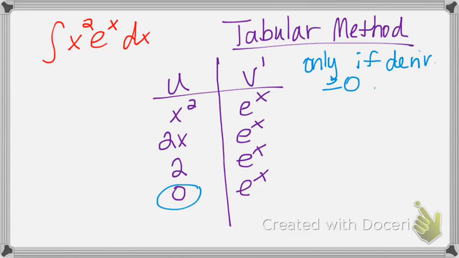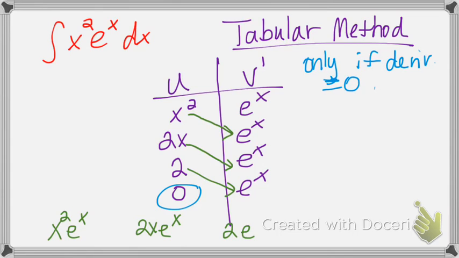So only if you can get down to the derivative equals 0. If the derivative will never equal 0 after you keep taking the derivative lots of times, then you can't use the tabular method. And this is in lieu of doing what you did in number 1 and number 2, because number 1 and number 2 could be done this way. Now, after you have this table, what you do is you multiply the first u with the second thing under v prime, and then the first 2x with the third thing, and then the first 2 with the e to the x. So we have x squared e to the x, and then 2x e to the x, and then 2 e to the x.